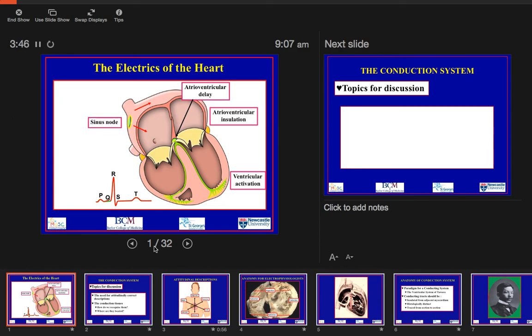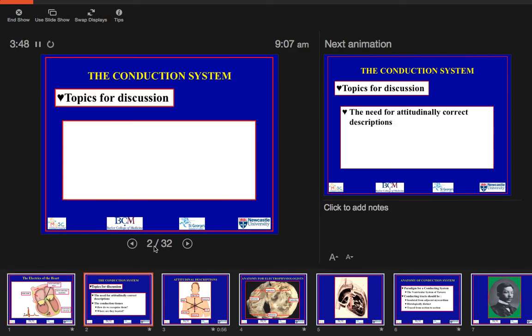So, what do we need to know if we are to understand the conduction system? The first thing, again, is the need for attitudinally correct descriptions. And we discussed yesterday how clinical cardiologists are very reticent to accept the evidence they see before them with their own eyes. This is particularly true of electrophysiologists.